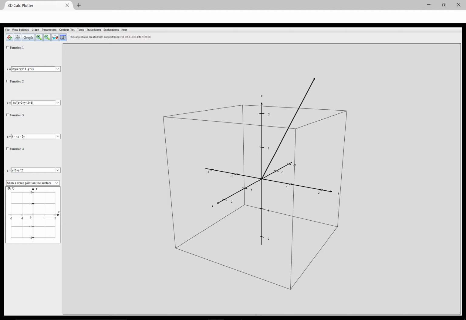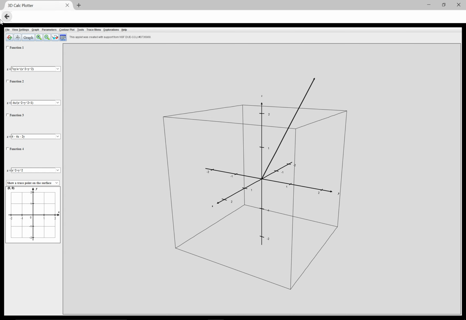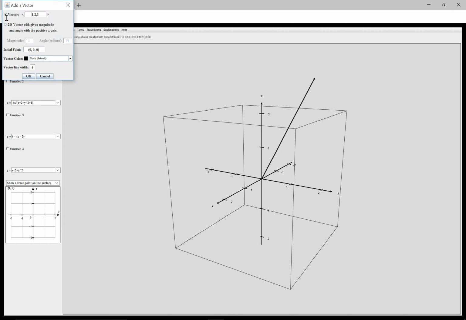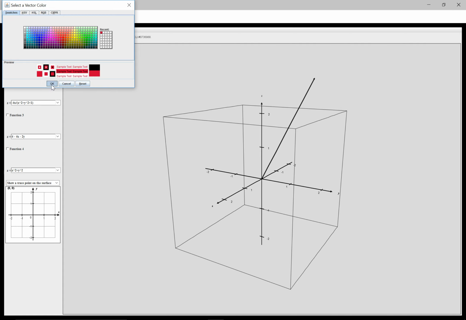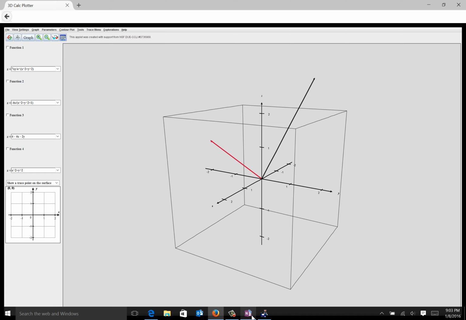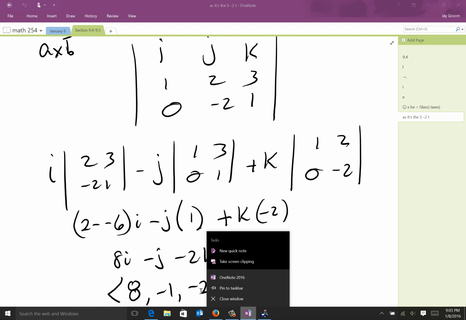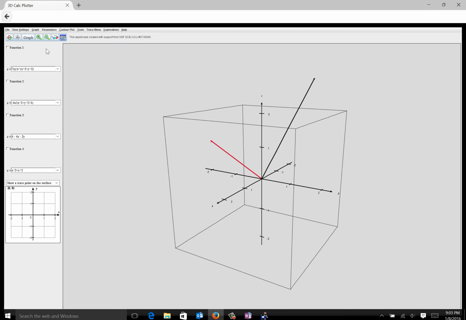And then I'm going to go back over and write down my other one, which was 0, negative 2, 1. So I'm going to add a second vector. 0, comma, negative 2, comma, 1. And I'm going to pick a different color just so that I can tell them apart. Nice. Again, those are the original vectors. They may or may not be orthogonal, and we don't care. But 8, negative 1, negative 2, I really care about that one. So 8, negative 1, negative 2.